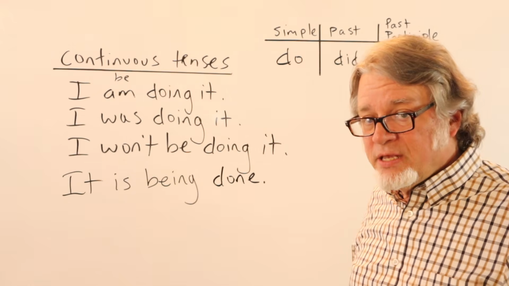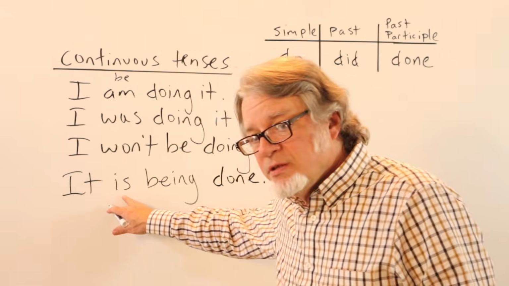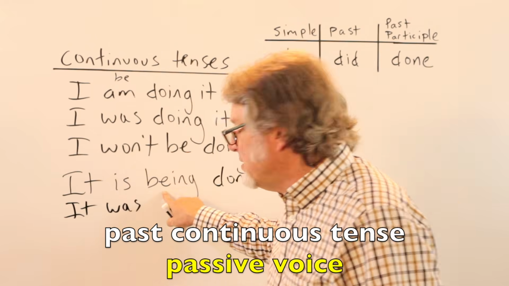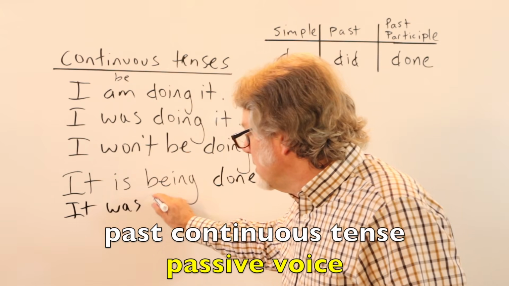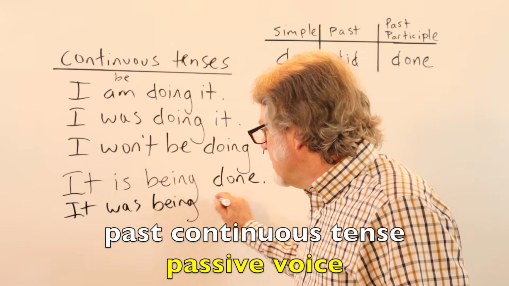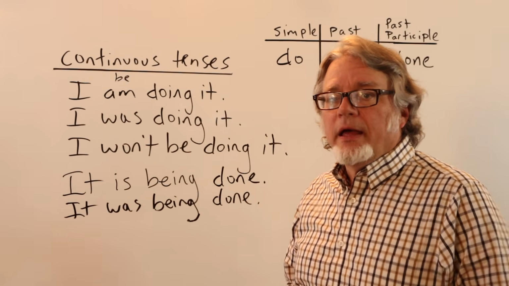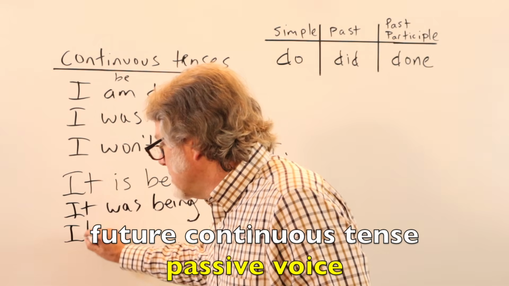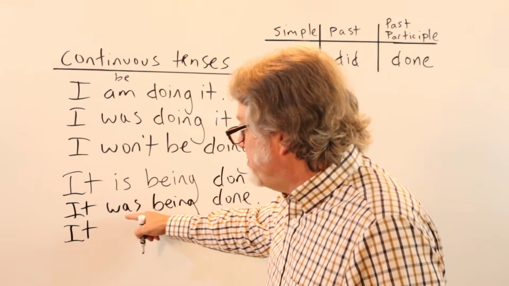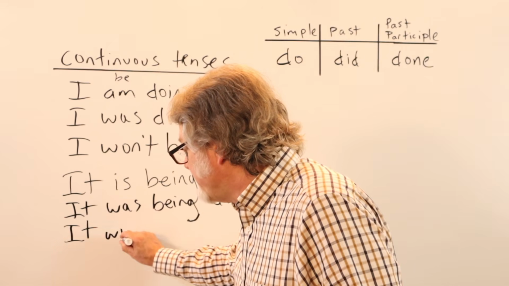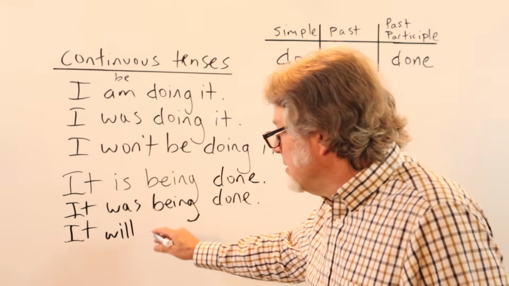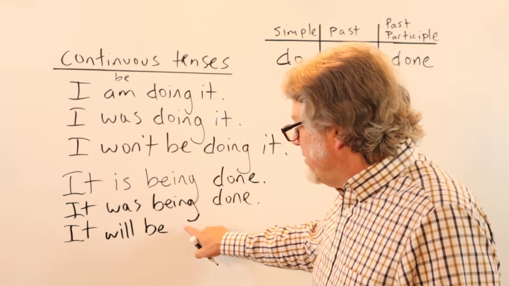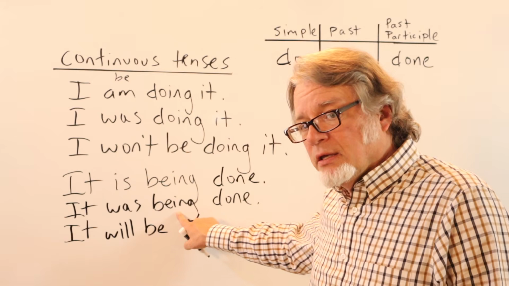In the past continuous tense, just change the verb be. It was, and then this will remain the same. It was being done. And then for the future continuous tense, it, and then we can use will be here. This is that form of the verb be that we need for the continuous tense. And then we can't use being here.